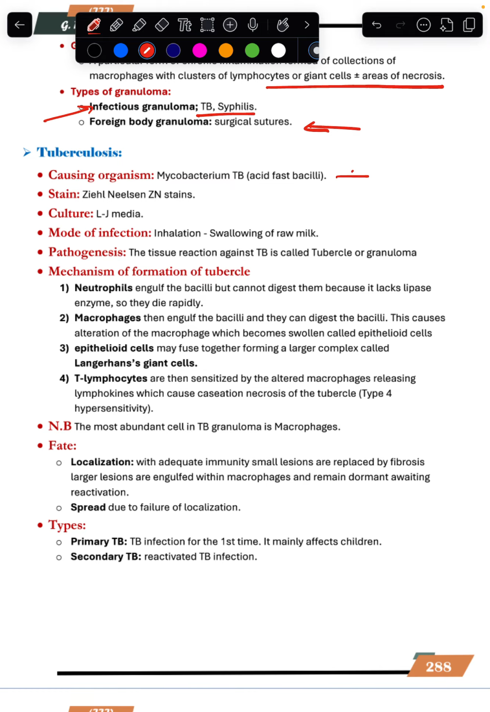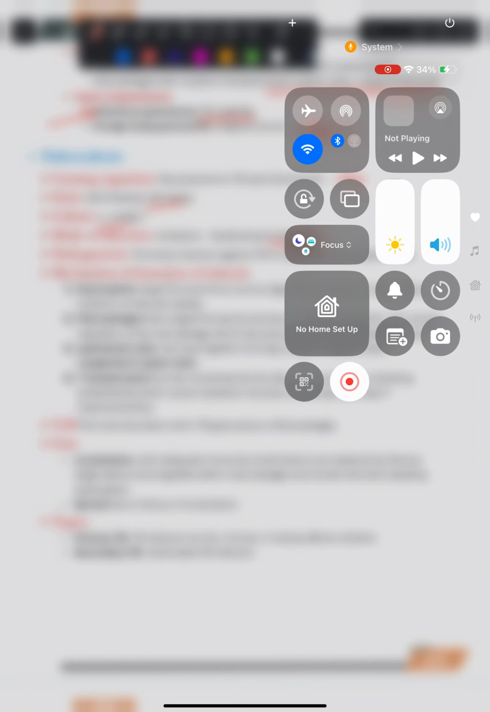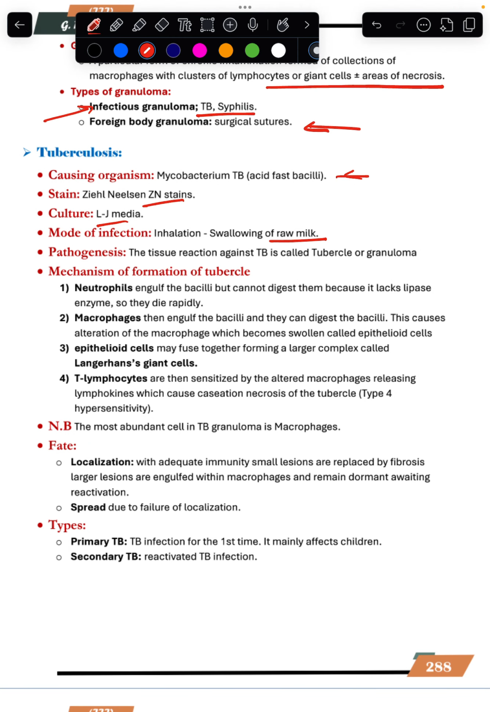Tuberculosis: the organism is Mycobacterium tuberculosis, ZN staining, LJ media, transmitted by swelling of raw milk. Neutrophils engulf the bacteria but cannot digest them because they lack a lipase enzyme, so they die rapidly. Macrophages engulf the bacteria and can digest them. They become altered, swollen epithelioid cells. Epithelioid cells may fuse together to form large complex Langhans giant cells.